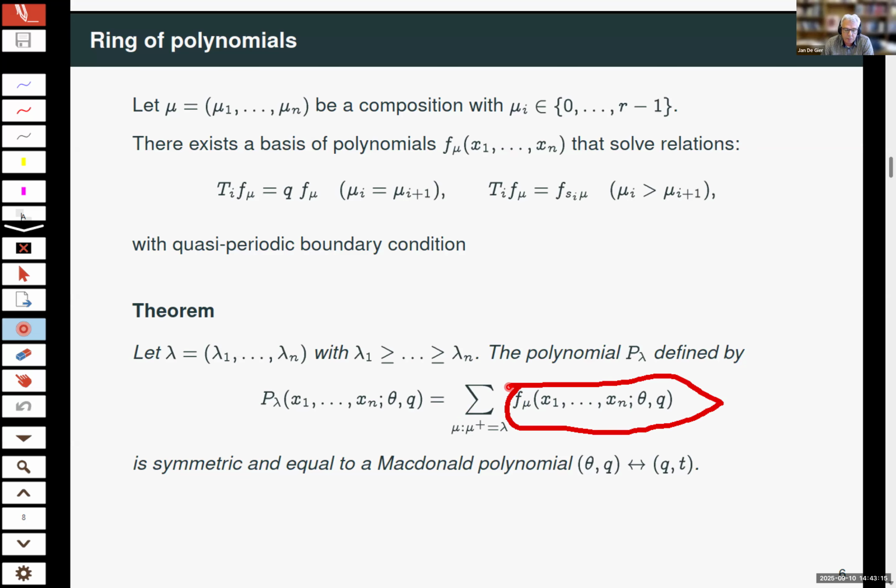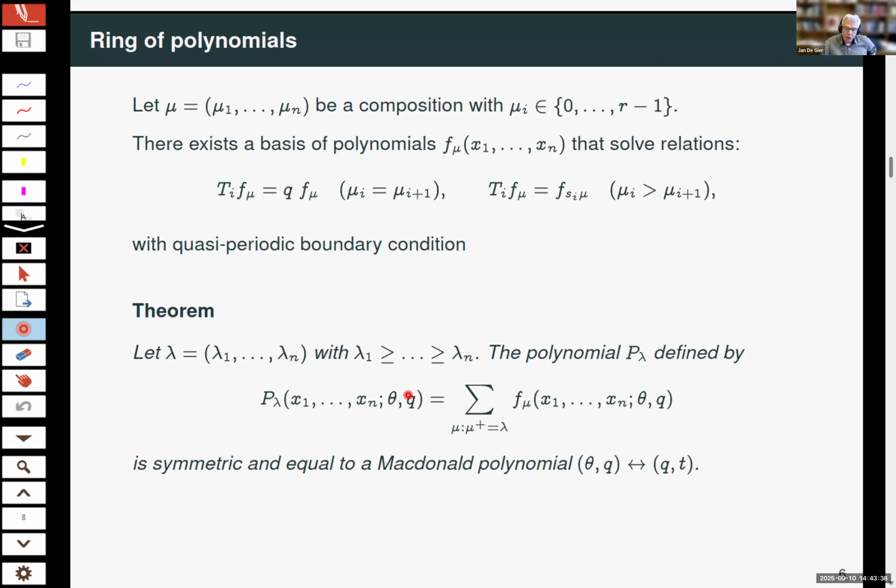all the f's that correspond to this, and the f's have two parameters, theta and q. But q is the q from the Hecke algebra, and theta, I didn't tell you, theta comes from this quasi-periodic boundary condition. You can prove that this is a symmetric function, and it is in fact a Macdonald symmetric function indexed by the partition lambda.